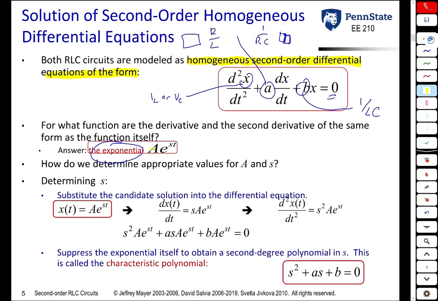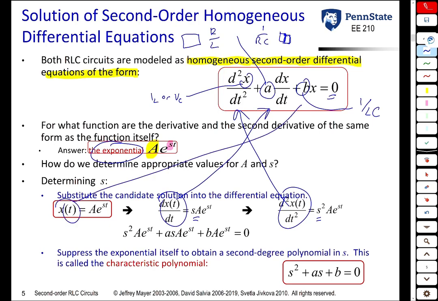And so what we need to do is determine what this coefficient a is and what this value s is going to be. So how do we determine a and s? The way we determine s is similar to what we did in the first order case. We assume a solution of the form a e to the st. The first derivative then is sa e to the st. The second derivative is then s squared a e to the st. We're now going to plug this in here, plug that in here, and plug that in here.